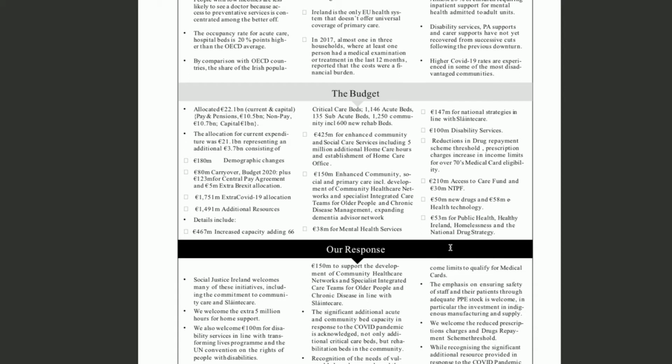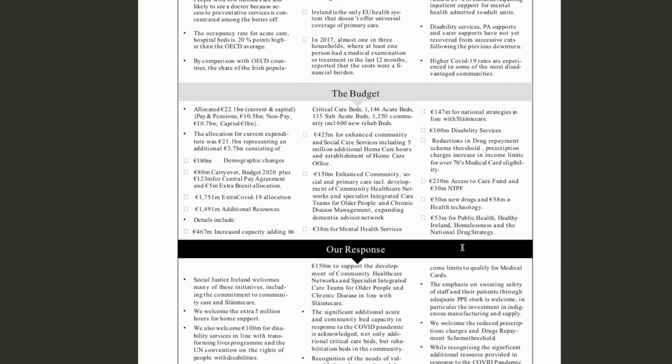We welcome the additional 5 million hours for home support. We welcome the 100 million in disability services in line with the UN Convention programmes. We also welcome the significant additional acute and community bed capacity in response to COVID-19. We recognise and welcome the need that vulnerable homeless people and those with drug addiction are going to be supported. We welcome the increase in income limits to qualify for medical cards. And we very much welcome the emphasis on ensuring the safety of staff and an adequate stock of PPE.